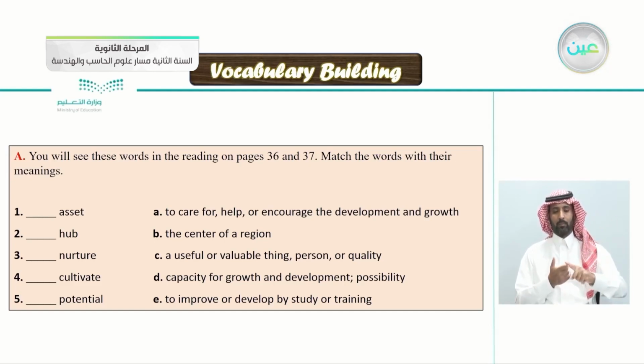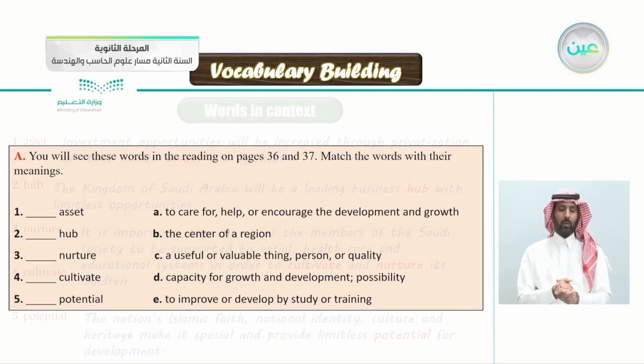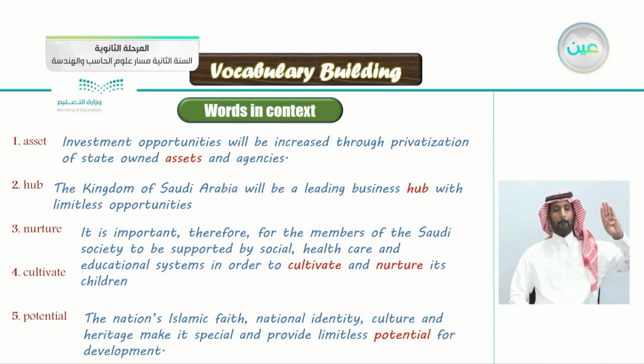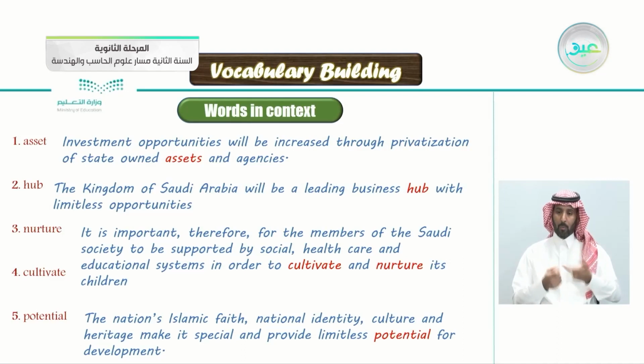So here we have 5 words. We have to connect them with their correct meanings. The first one here, the word in context. This is the context that you'll be seeing the words in the reading passage. The first one is asset. You will see it in this sentence: Investment opportunities will be increased through privatization of state-owned assets and agencies. The second word, hub. The Kingdom of Saudi Arabia will be a leading business hub with limitless opportunities.